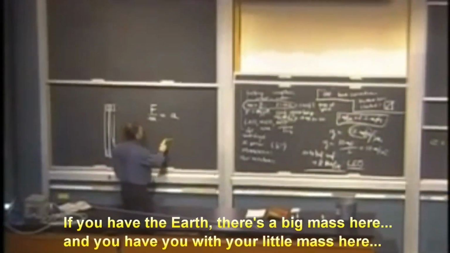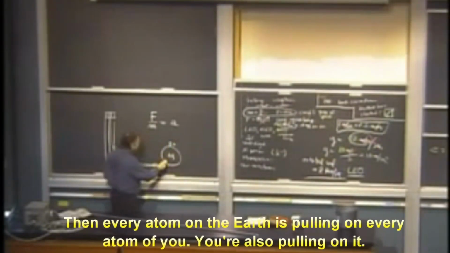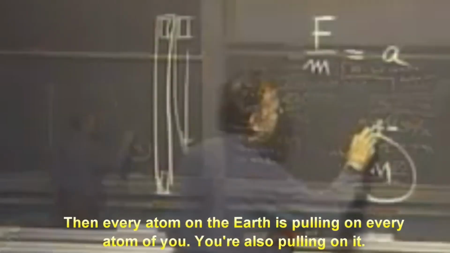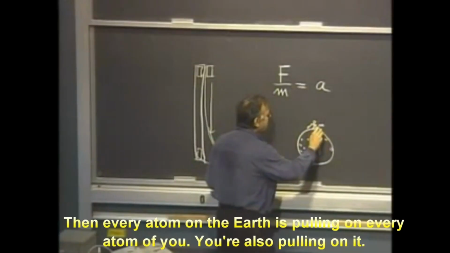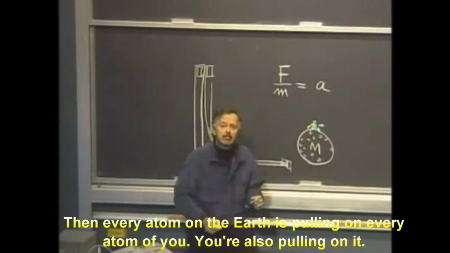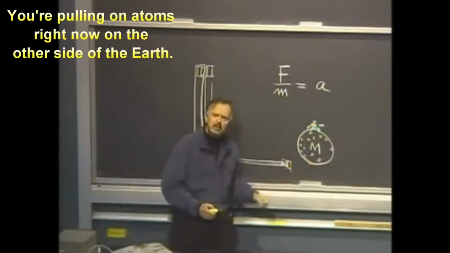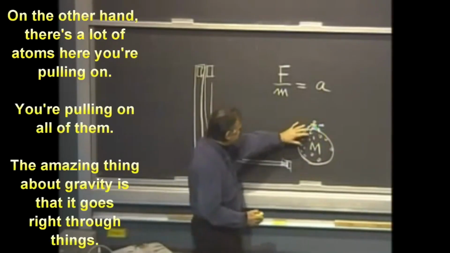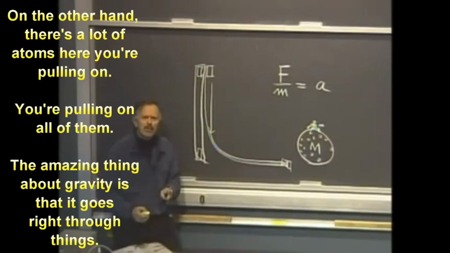If you have the Earth with its big mass here, and you have you with your little mass here, every atom on the Earth is pulling on every atom of you. You're also pulling on it. You're pulling on atoms right now on the other side of the Earth. On the other hand, there are a lot of atoms here you're pulling on. You're pulling on all of them. The amazing thing about gravity is it goes right through things.